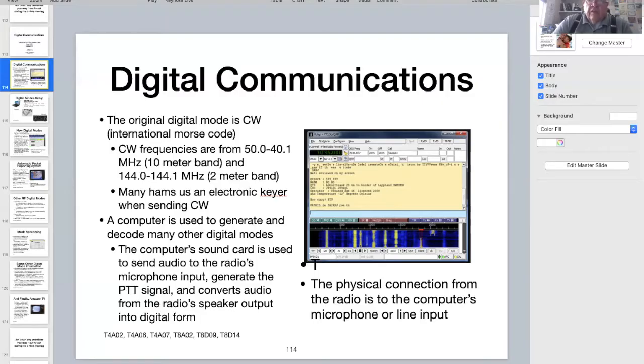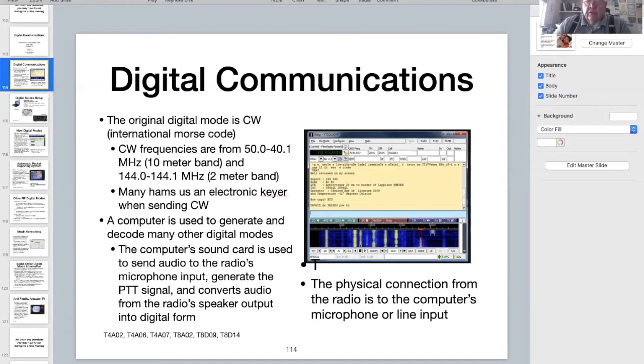For almost all other digital communications modes, a computer is interfaced to the transceiver by way of the computer's sound card. The signal is sent from the computer's speaker output to the transceiver's microphone input, and the received signal comes from the transceiver speaker output back to the computer's line or microphone input. There are specially made inexpensive amateur radio sound cards that plug into a USB port, which not only isolate the computer from the transceiver, but also generate the push-to-talk signal to switch the transceiver from receive mode into transmit mode.